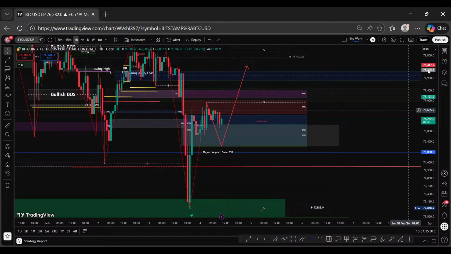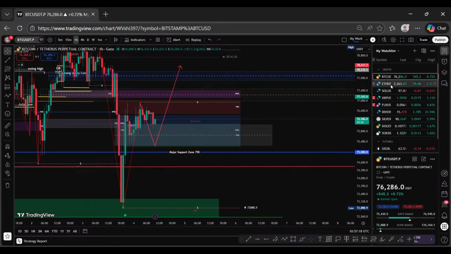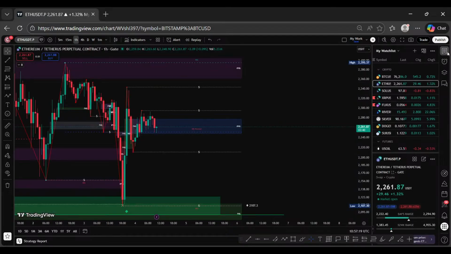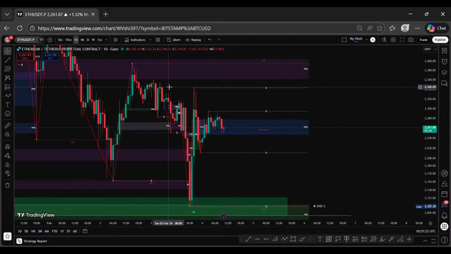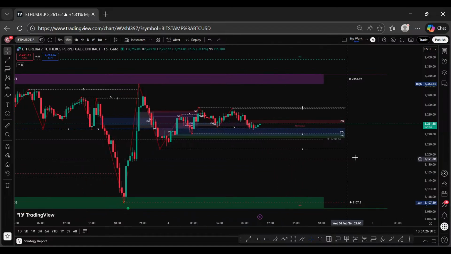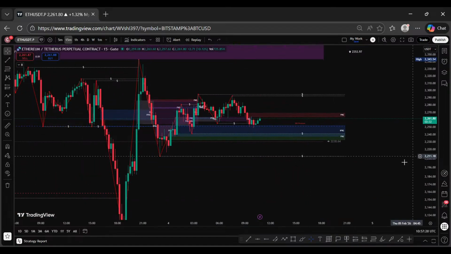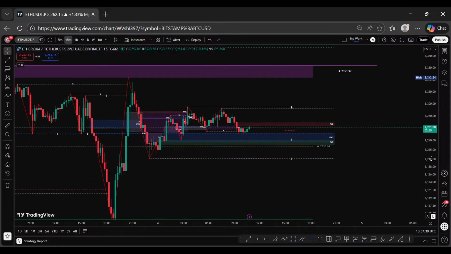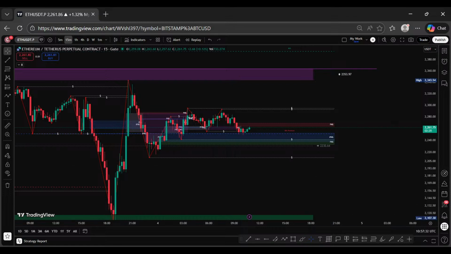So now let's move to Ethereum, ETHUSDT, and let's see where the market is. It's better to do it on the 15-minute chart time frame, because we need it for any scalping or intraday congestion.